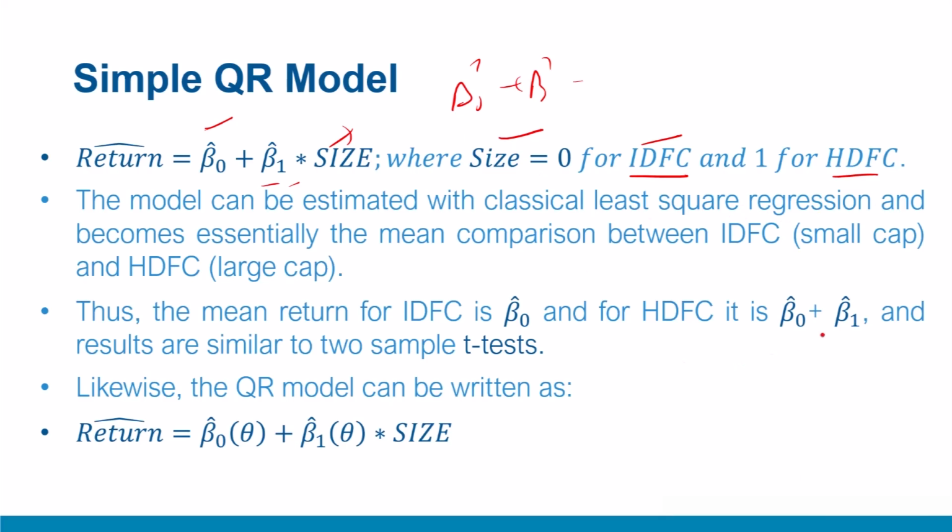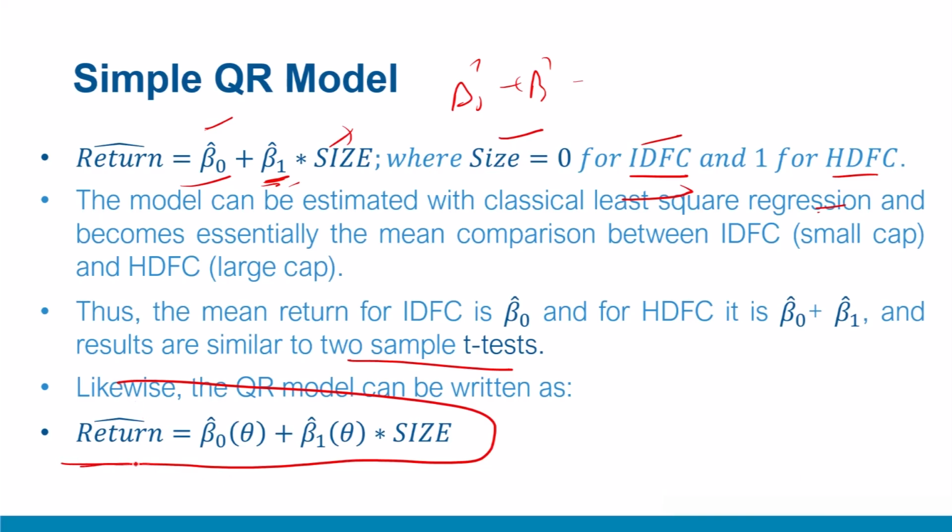So effectively, the results are very similar to a two sample t-test, where you get the mean of IDFC returns as beta naught hat, the mean of HDFC returns as beta naught hat plus beta 1 hat, and their difference, which is beta 1 hat. In a similar manner, we can estimate the quantile regression problem, which is written like this. But now each estimate of beta is specific to a quantile theta.